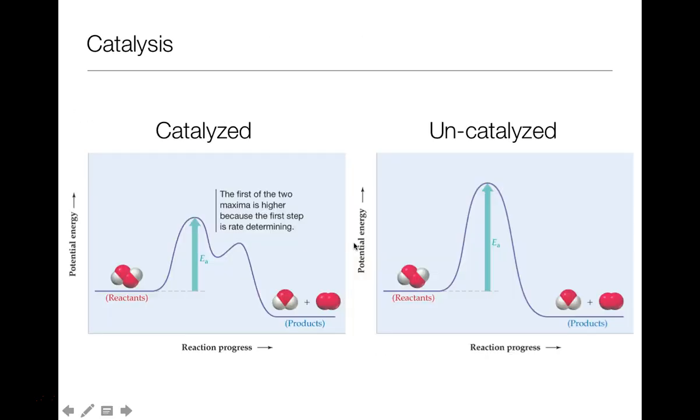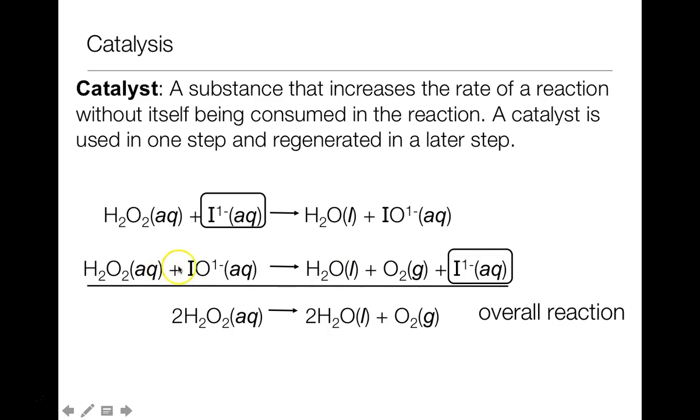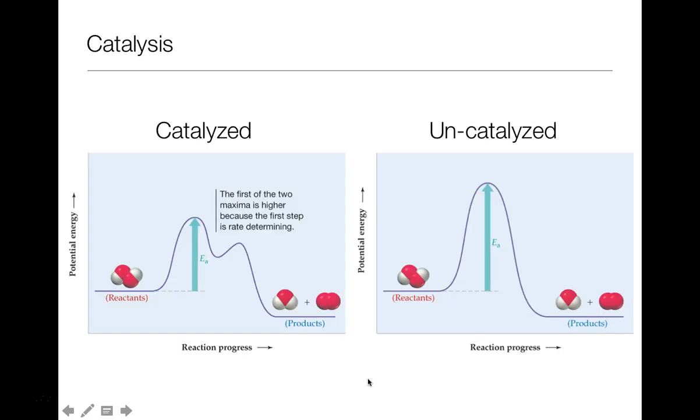Here we go. So overall, if we add up our elementary steps, we end up with the breakdown of H2O2 into water and oxygen gas. So that's what we see over here. There's our hydrogen peroxide. There's some activation energy associated with that to break apart spontaneously into water and oxygen.